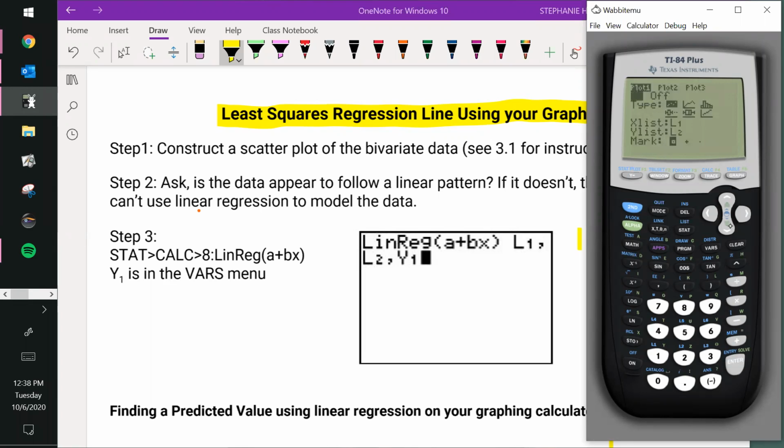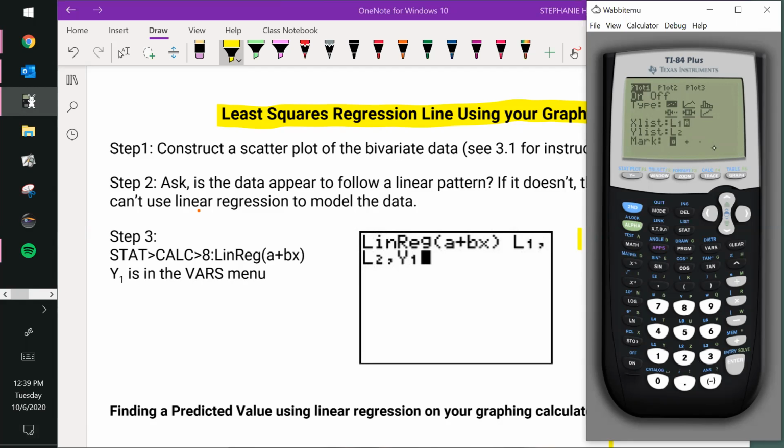Turn it on, choose the first type, that's a scatter plot, and make sure your X list and your Y list correspond to where you put your X values and your Y values in your lists that we just created. If you need to change either of these to like L3 or something, we can get those by hitting second and then the number of the list that we want. If I wanted to change this to list 3 for some reason, I would hit second and then the number 3 to get L3. Now I'll change it back to second L1.